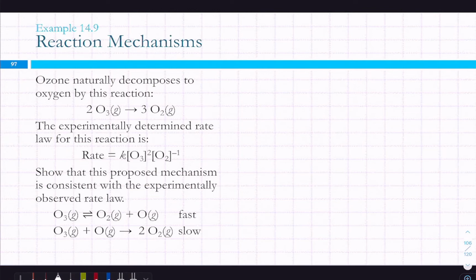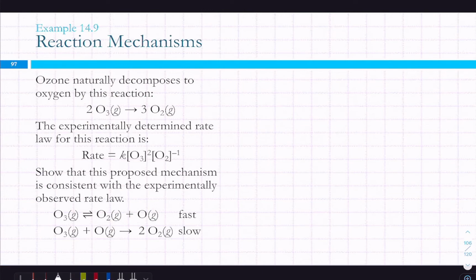So what's the first thing that we can do to show that this is a valid mechanism? The first condition is showing that the steps add together. If we look at our proposed mechanism versus the observed reaction, we've got 2 O3, this oxygen. Those are on opposite sides of the reaction arrow, so those will cancel out. And then we've got 3 oxygens on the product side. So that should add together to equal the reaction mechanism.